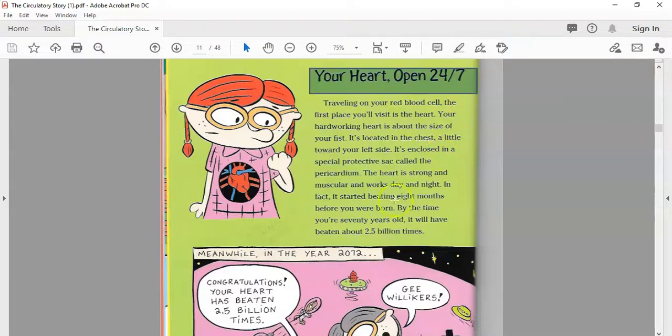Okay, so now I see another heading, boys and girls. What is this section going to be about? Remember, a section is just a part of a story. What is this one going to be about? Your heart. And how it's open what? 24/7. So does our heart ever go to sleep?